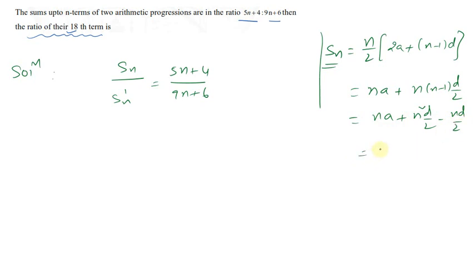So what you are getting here: n square into d by 2 plus n into (a minus d by 2). So you can expect the sum of n terms like this only, but don't expect it to be linear. Sn is never linear. The nth term of a sequence you can expect to be linear, but the sum of n terms is always quadratic. Okay, for this purpose, let me do it like this.